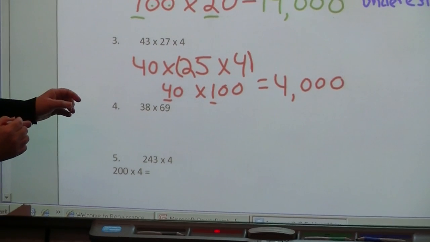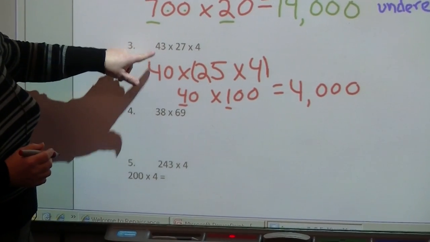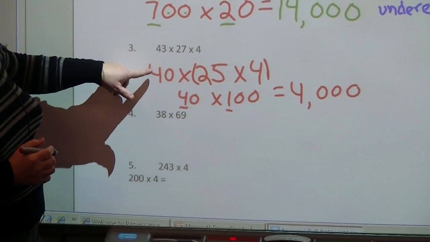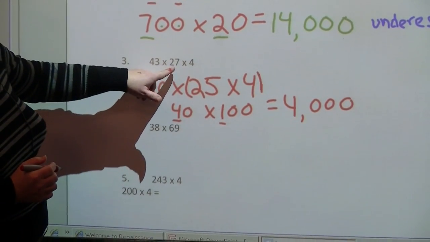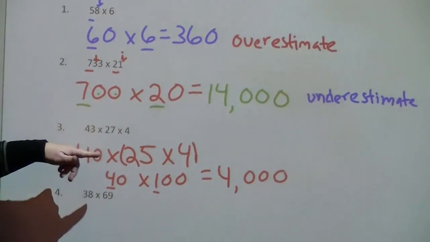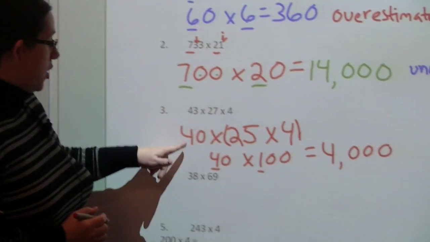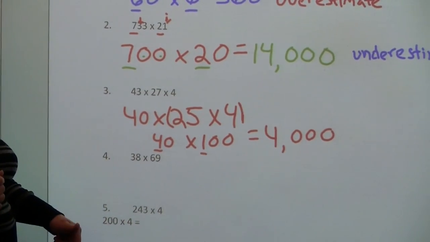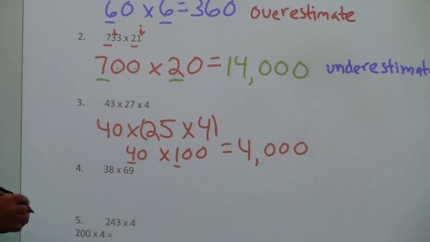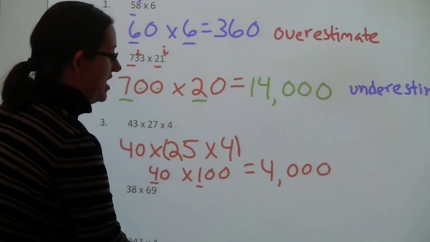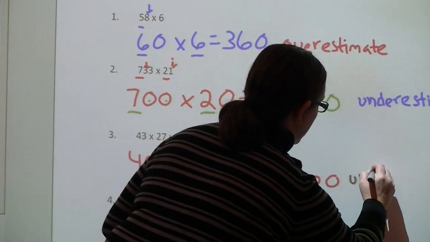Okay, now which way do we take our numbers? 43 went to 40, so did we round up or down? It went down. 27, we changed it to 25. Did we go higher or lower? Lower. So since both of these numbers were lower, what type of estimate do we get? Under. Good job. Okay, and put that next to your 4,000.